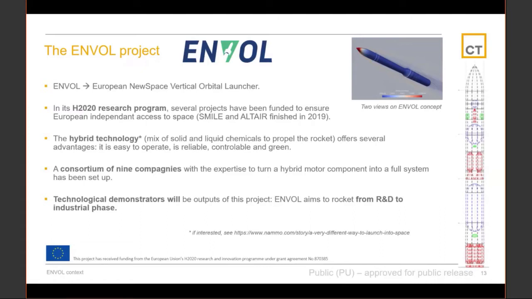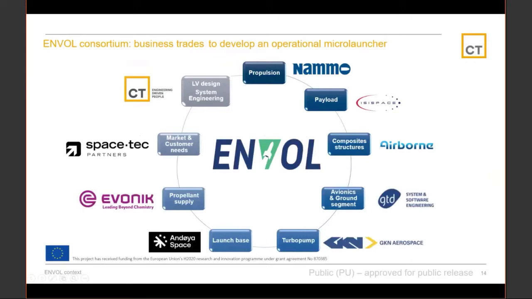So a consortium of 9 companies with the expertise to turn that technology into a full system has been set up to create a micro launcher. The consortium also has the business trade to turn this technology into an operational launcher. The output of the project will be a demonstrator, but this will be one of the outputs. Obviously, then there will be an industrial phase for this launcher. NAMO, a Norwegian company, is the coordinator, in charge both of the propulsion system and the concept of operation. And then there is a large panel of external partners, some of them already using MBSE, such as GTD, which does the avionics of the launcher.